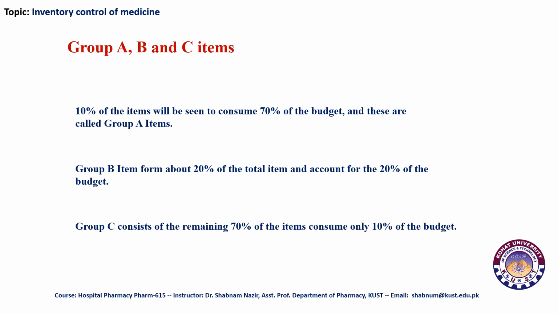Group C consists of the remaining 70% of the items and consumes only 10% of the budget. You can see that the situation here is totally reversed as compared to Group A, where 10% of items were consuming 70% of the budget, while here 70% of the items are consuming 10% of the budget.